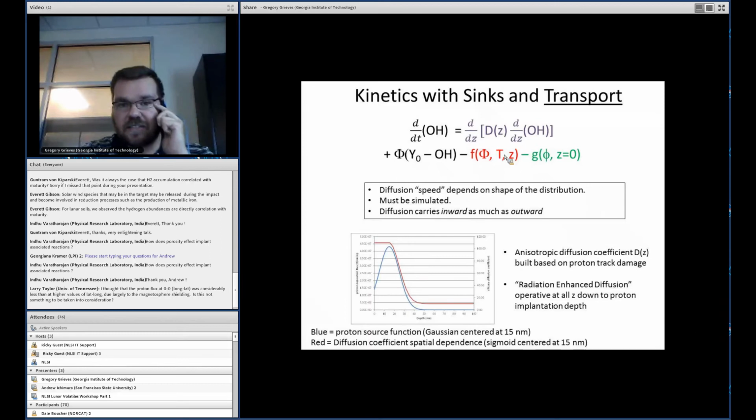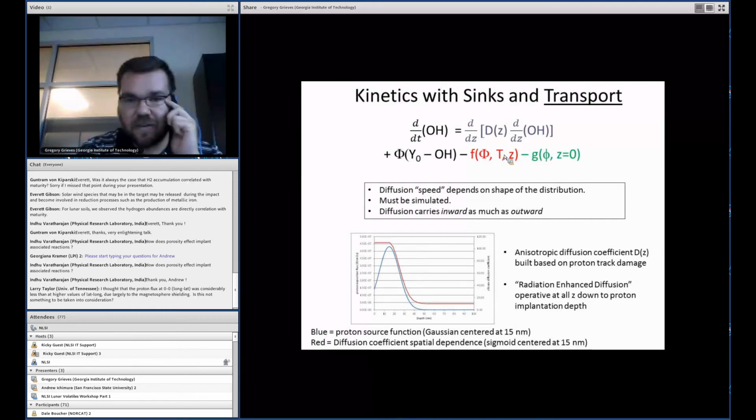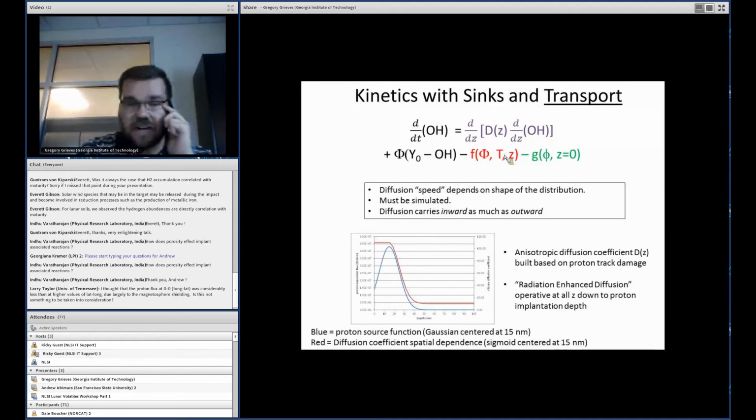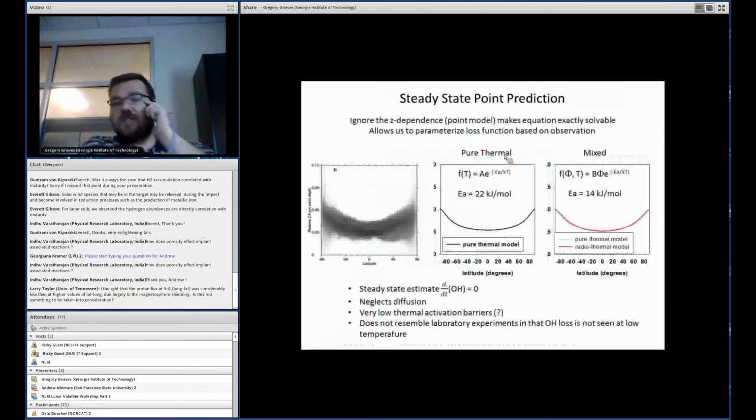But the most important thing is that this illustrates that the diffusion rate depends on the shape of the distribution. So it cannot be estimated, because the gradient of the OH distribution can greatly affect how fast the OH is diffusing, independent of what the value of D itself is. So if I momentarily go back and just ignore the Z dependence, the equation is exactly solvable, and it allows us to parameterize these loss functions based on observation.